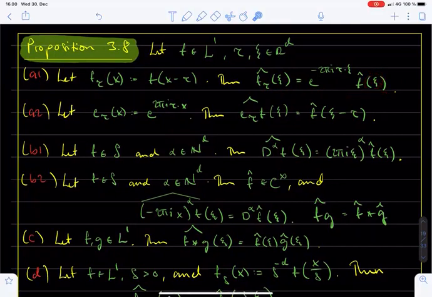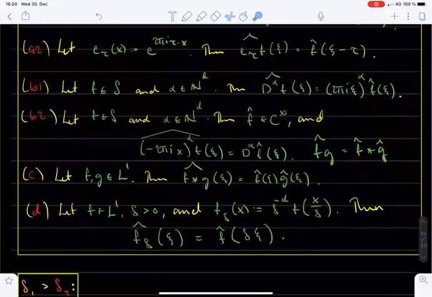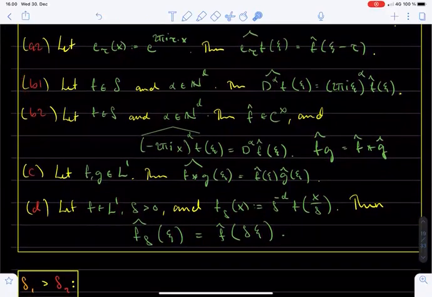The second statement in the proposition is the converse of the first one. If the function f is multiplied by the modulation e_tau of x equals e to the power 2 pi i tau dot x, then the Fourier transform of the product at xi equals the Fourier transform of f evaluated at xi minus tau. The third part of the proposition should look very familiar. It states that the Fourier transform turns derivatives into multiplication by polynomials. If f is now a Schwartz function and alpha is a multi-index, then the Fourier transform of the alpha derivative of f at xi equals 2 pi i xi to the power alpha times the Fourier transform of f at xi.